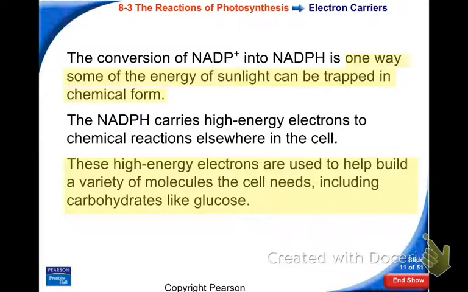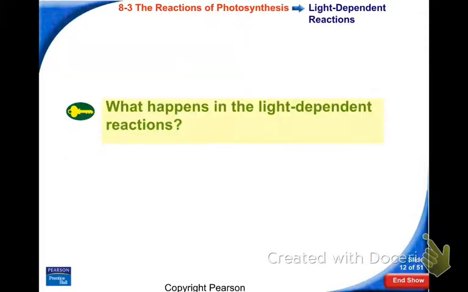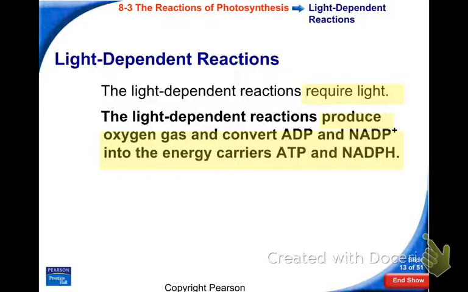You then pull that hydrogen back off, and you have high energy electrons that help you to build other carbohydrates like glucose. So now we go again reviewing into a little bit more detail what's happening in the light-dependent reactions. Please remember they do have to have light, and the products, what's produced, are oxygen gas, ATP, and NADPH. Those are the things that are produced from the light-dependent reactions. You've got to have light. No light, no light-dependent reactions. Okay?